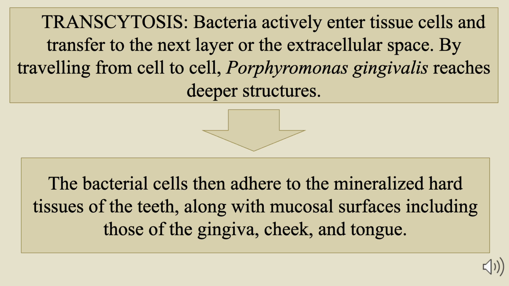Step 3. Through the process of transcytosis, bacteria actively enter tissue cells and transfer to the next layer or extracellular space. By traveling from cell to cell, Porphyromonas gingivalis reaches deeper structures. Step 4. The bacterial cells then adhere to the mineralized hard tissues of the teeth along with mucosal surfaces including those of the gingiva, cheek and tongue.